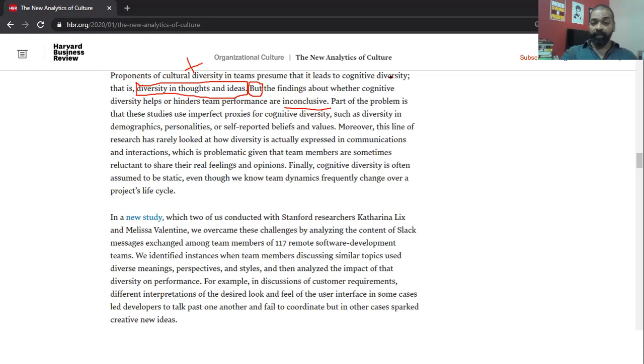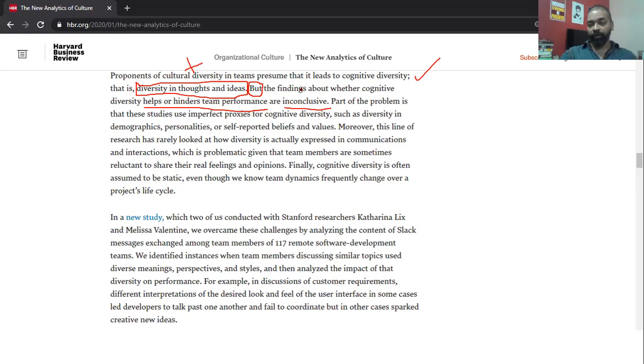Cultural diversity does not lead to cognitive diversity. That's not what is happening here. This may still be true. This probably is true. However, we don't know whether cognitive diversity helps or hinders team performance. So team performance is the new term that has been introduced in the second sentence. Okay. Part of the problem is that these studies use imperfect proxies. Again, the findings about whether cognitive diversity helps or hinders team performance are inconclusive.